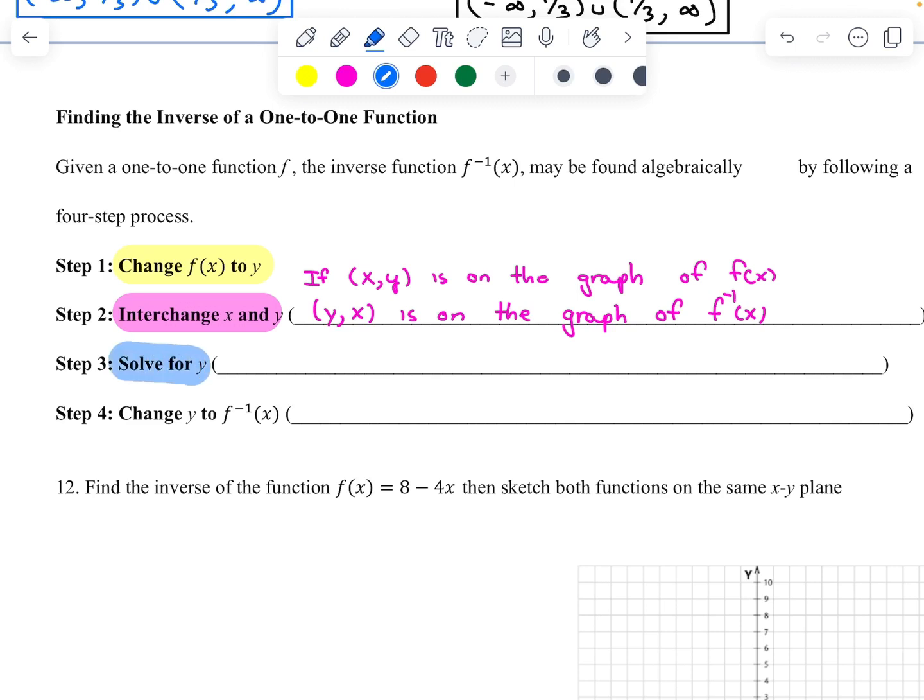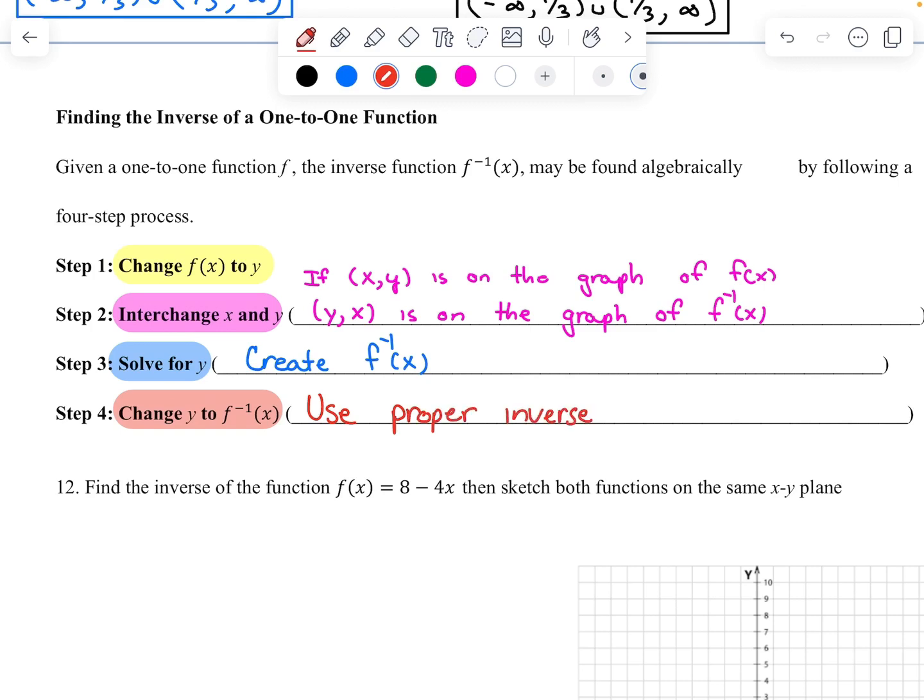Step 3, we're going to solve for y. And what we're doing here is we are creating the inverse function. And finally, change y to f of x. And what we're doing here is just using proper inverse notation.